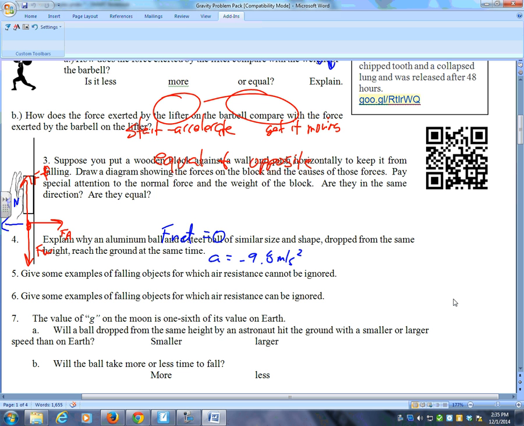Find out what the acceleration due to gravity is? We're going to do that coming up this week. We're going to drop balls and time them and figure it out.